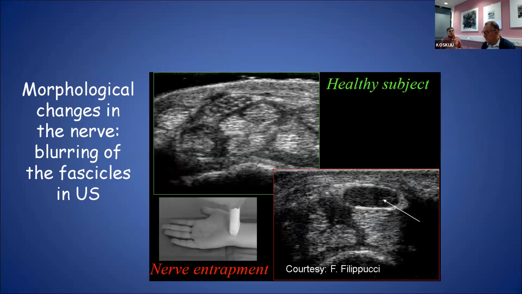Also, there might be morphological changes like blurring of the fascicles. As I said, the median nerve is covered by epineurium, and there are perineuriums and these fascicles. But in case of entrapment, you can lose this typical fascicular pattern. Sometimes even a Doppler signal can be seen here.